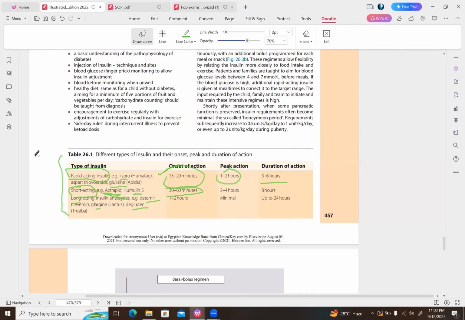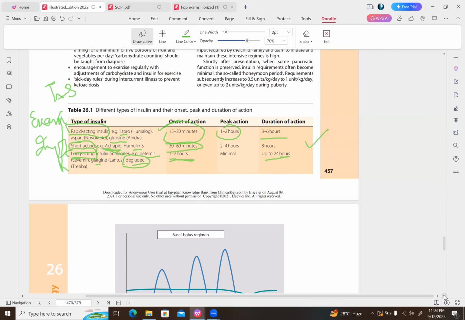Remember, this is the exam-important table. Whatever I'm covering is exam important and worth writing down. In the task exam, once they gave options and asked which one is the long-acting, and among all these options, Degludec was the right option. Its onset is in 1 to 2 hours, and it lasts up to 24 hours. This is a very important table. Whatever I'm covering is important.